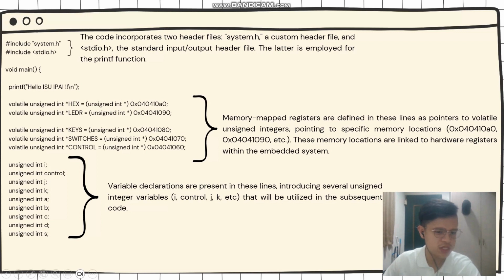And then next I have this unsigned. There are so many variables. I use i, control, j, k, a, b, c, d, and s. These variable declarations are present in these lines to introduce several unsigned integer variables that will be utilized in the subsequent code.